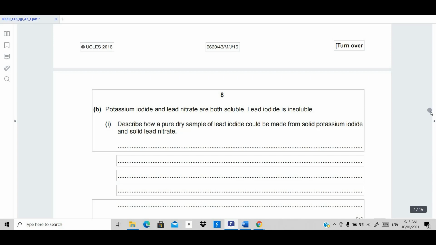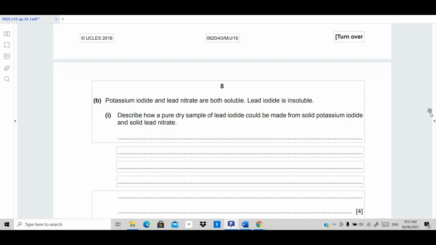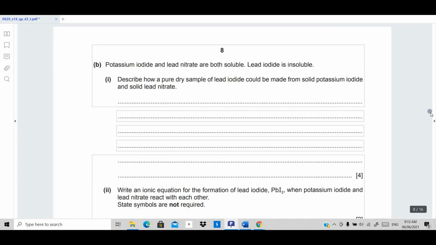Okay, now moving on to part B. Potassium iodide and lead nitrate are both soluble. Lead iodide is insoluble. Describe how a pure dry sample of lead iodide could be made from solid potassium iodide and solid lead nitrate. Basically, you are making lead iodide, which is insoluble, from two compounds that are soluble.